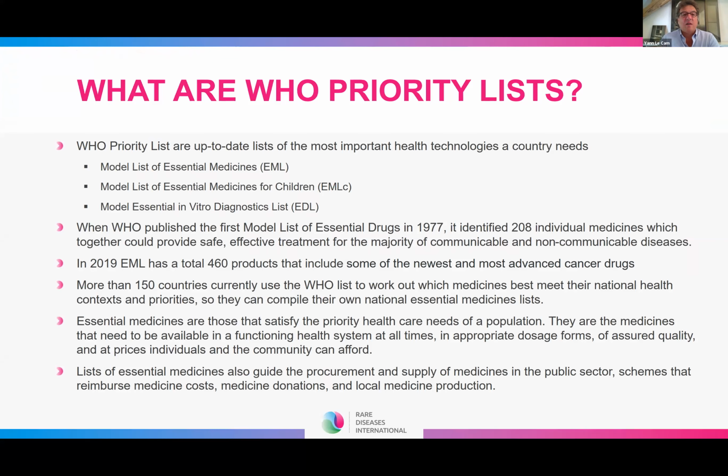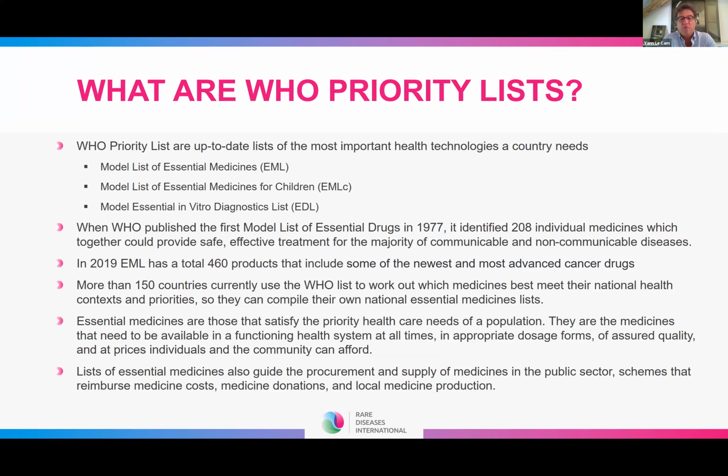So what these lists are, there are three lists: the list of essential medicines, which is the best known, the list of essential medicines for children, and the list of in vitro diagnostic, which is more recent. It started in 1977, and more recently there were 460 products included on the list, including now some advanced therapies, advanced drugs like in cancer. Around 150 countries are in fact using this list to define their national priorities in terms of coverage and provision of these medicines. So this is where the utility of this list is.